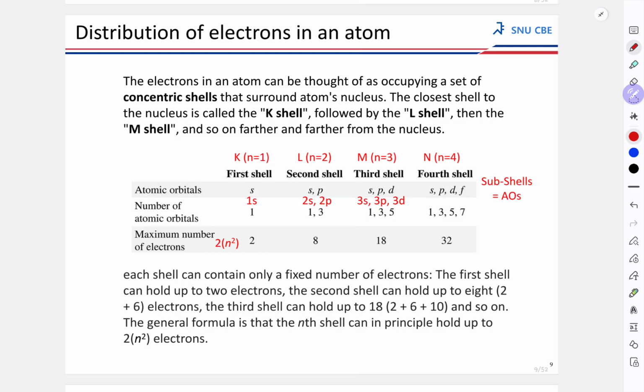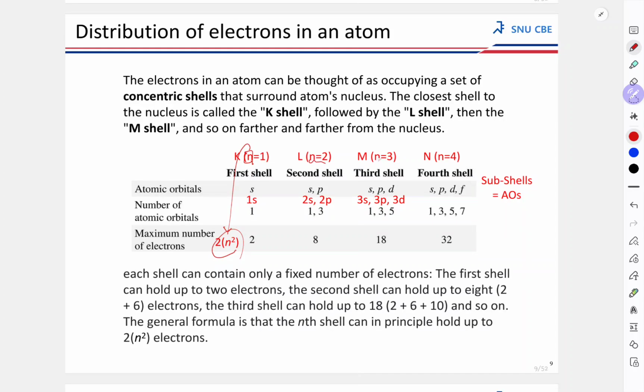The bottom line represents the maximum number of electrons, which follows the following equation: 2 times n squared, with n meaning the principal quantum number. For the K shell, I should have mentioned this earlier, n equals 1. For the L shell, n equals 2. For the M shell, n equals 3. For the N shell, n equals 4.